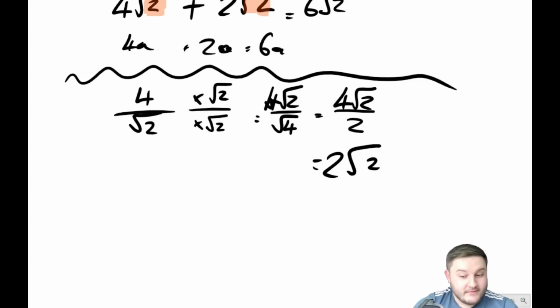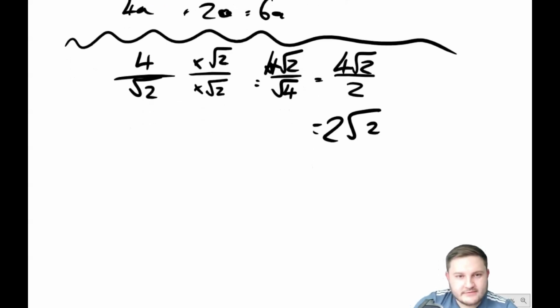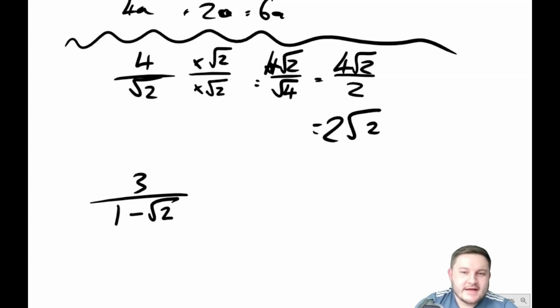There is a trickier version, which is definitely at the top end of GCSE, which is where you have something like this, and you have to rationalise the denominator. Now, in this case, to rationalise the denominator, you have to multiply the numerator and the denominator by the opposite sign in front of the square root to the original. So in this case, because it's 1 minus root 2, we're going to multiply the numerator and the denominator by 1 plus root 2.